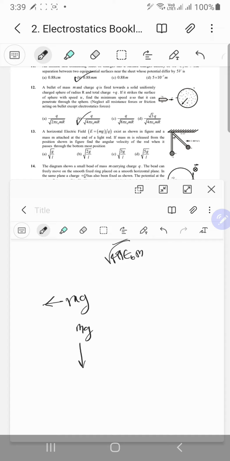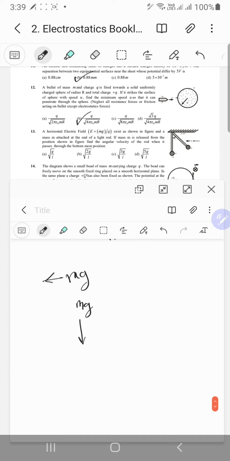So mass m is attached at the end of a light rod. Mass m is released from the position shown in the figure. We have to find the angular velocity of the rod when it passes through the bottom. The rod is light and the bob is massive, so it's pretty easy.